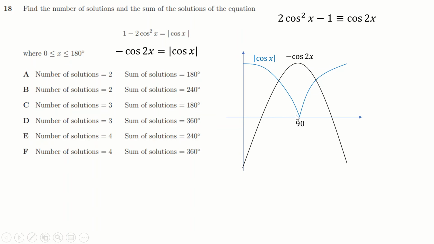Well, notice how it's entirely symmetrical about this point 90. And so it's fairly easy to argue no matter where these 2 points are, they must add up to 180 because one is some amount less than 90, the other is an equal amount more than 90, so their average is 90, you may as well just be adding two lots of 90. So the answer must be A.